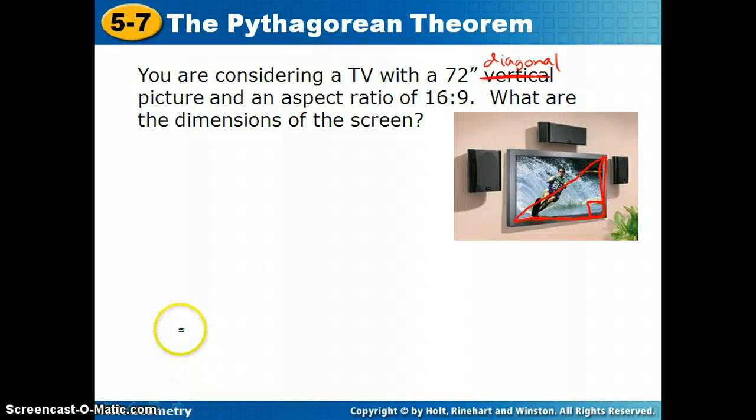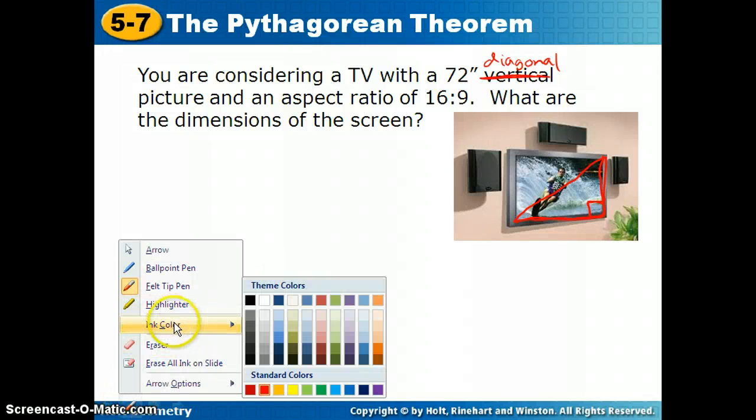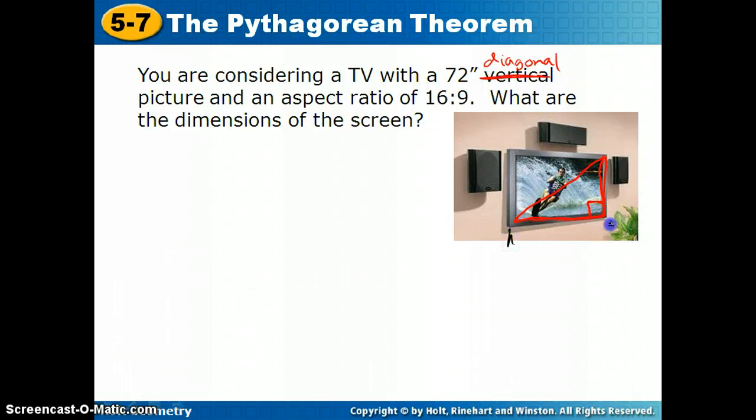And so what we're really looking at here is we want the dimensions of this screen. So we want to know how wide the screen is and how tall. And we have to work with that 72-inch diagonal. So it's 72 inches along here. And now we need the other ones. We need those, the base and the height.